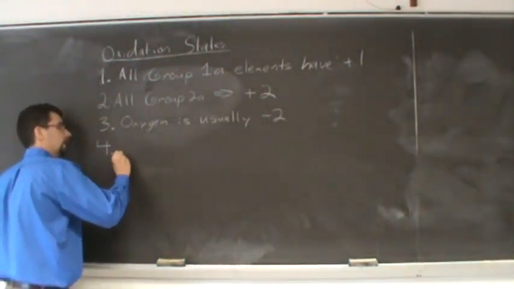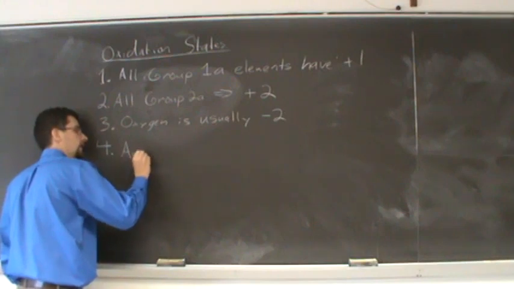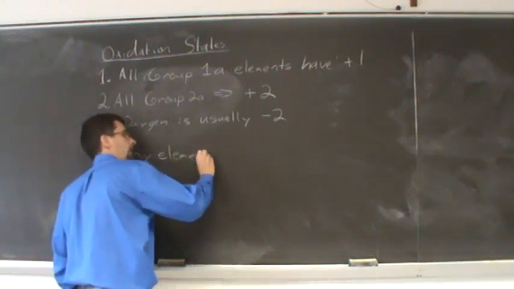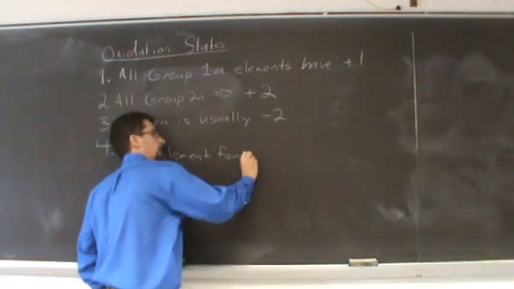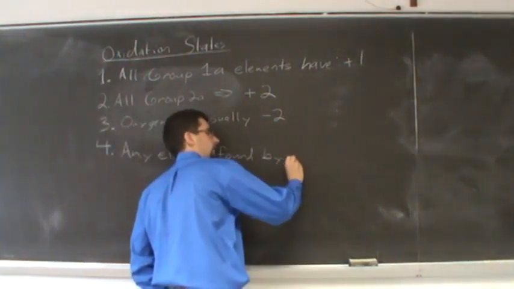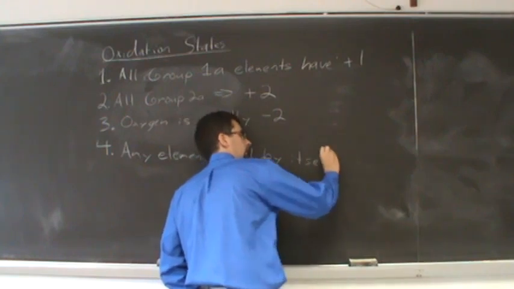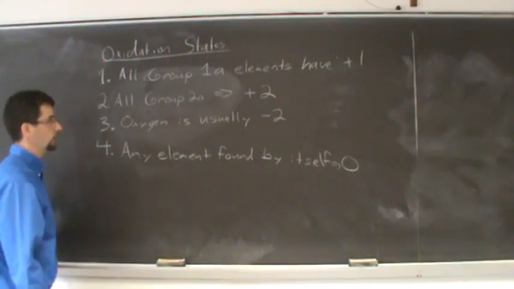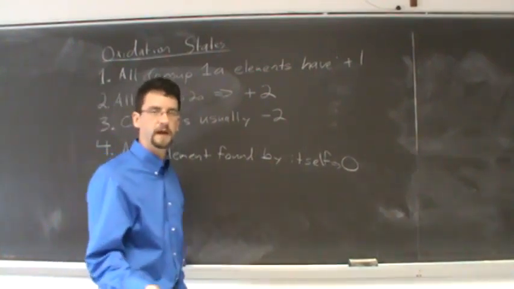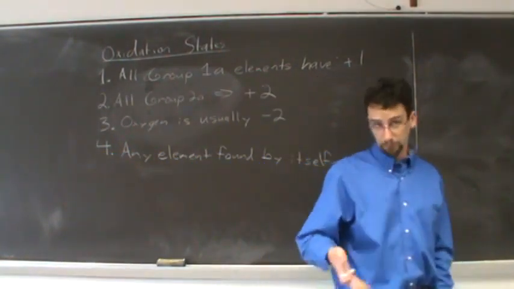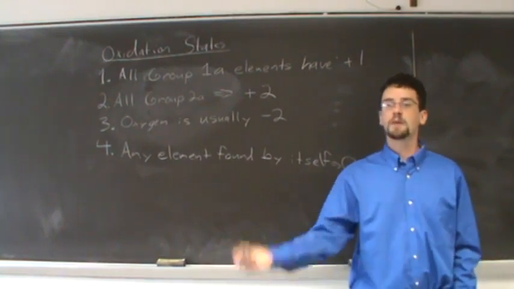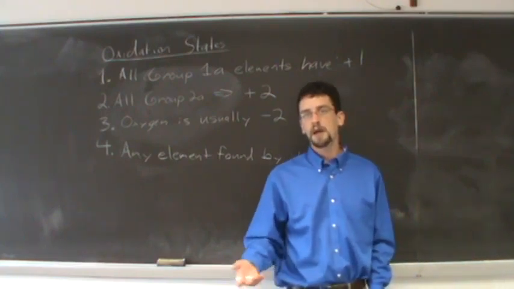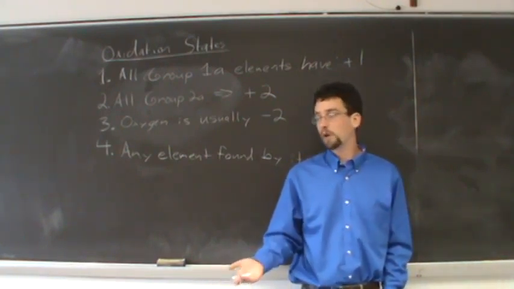Rule 4. Any element found by itself is in a 0 oxidation state. So if we had sodium solid by itself, that would be in a 0 oxidation state. If we had sodium paired up with, let's say, an anion such as chlorine, then we would have it in a +1 state.